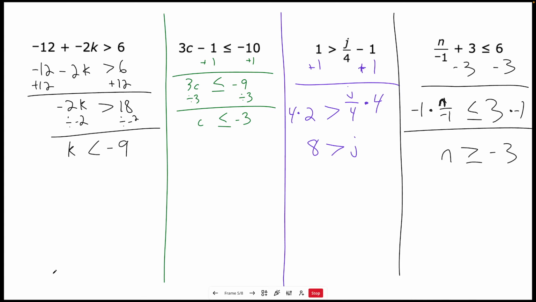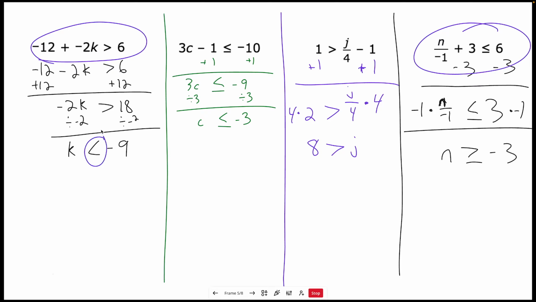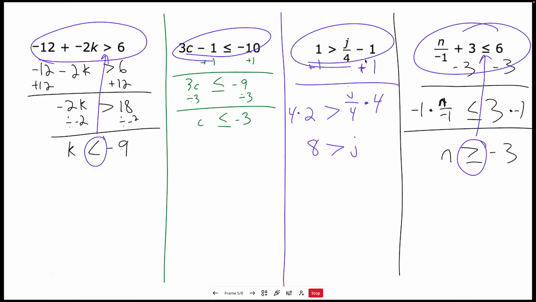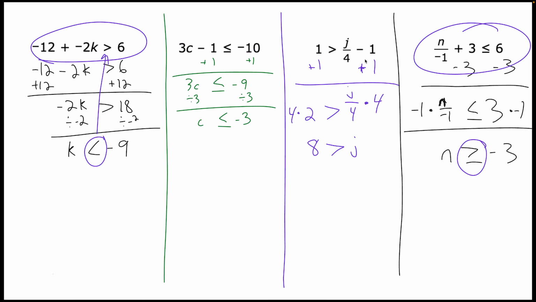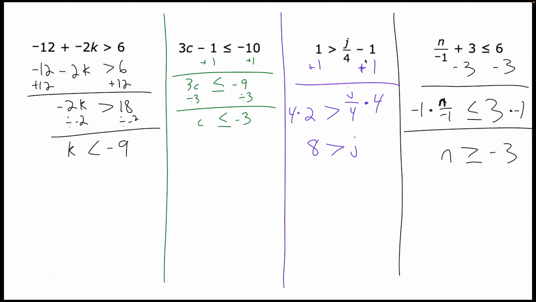So what hopefully you noticed is that in this problem and in this problem, the inequality in the answer has changed direction, okay, from where it started at the beginning of the problem. Whereas in this problem and this problem, it did not change direction, okay? And so the question is, how do we know when the inequality flips or changes direction?